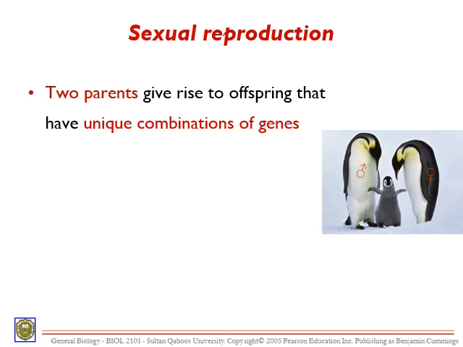Now let's have a look at sexual reproduction. In sexual reproduction, you have two parents, and these two parents are going to give rise to offspring that have a unique combination of genes. Why do they have unique combination of genes? Well, the answer is because you have two parents. So you are mixing the genes from two parents, and that mix between two parents is going to result in a very unique combination of genes that will be different from either one of the parents.